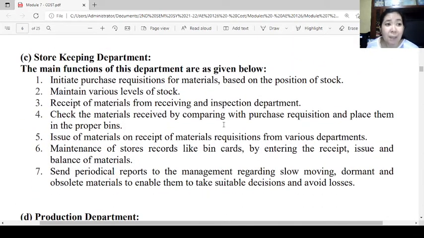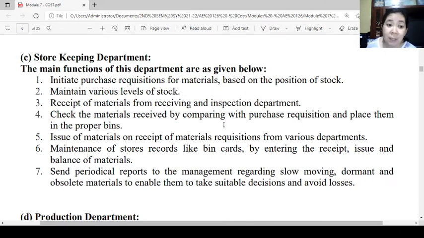For the storekeeping department, the main function is to initiate purchase requisition, because in the store they are the ones who are keeping the inventory. So they will know if the inventories are at the reorder point or they are out of stock. They will initiate the purchase requisition, meaning normally they are the ones preparing the purchase requisition form. Number 2, they will maintain the level of stock. Number 3, receipt of materials from the receiving and inspection department when the ordered items are received.